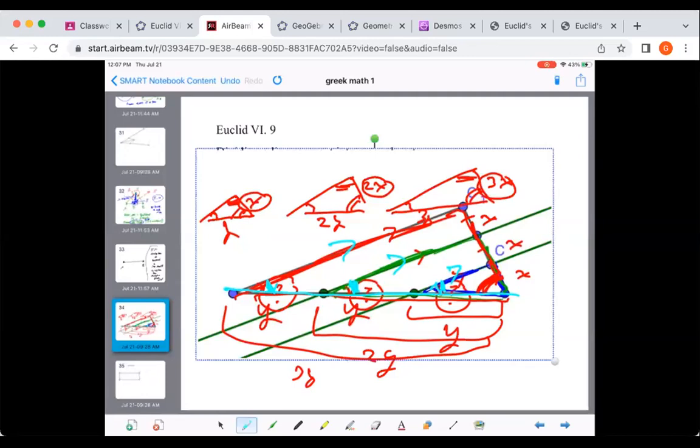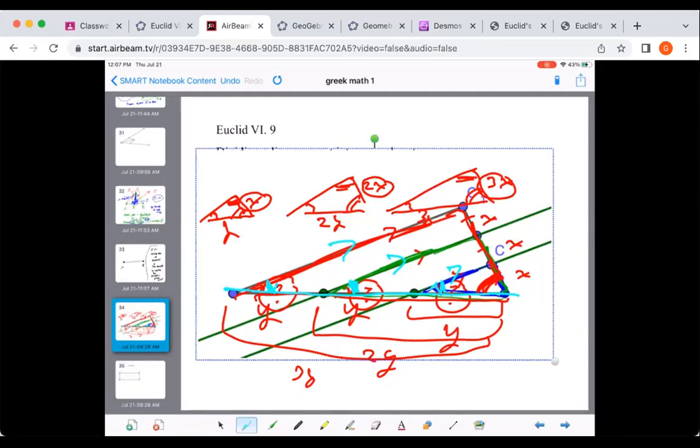So these are similar triangles, all 3 of them. If you have 2 angles the same, then your 3rd angle must be the same also, and the triangles will be similar. So the medium one is just a small one that's doubled in size, and the big one is tripled in size. Okay, so is that clear?